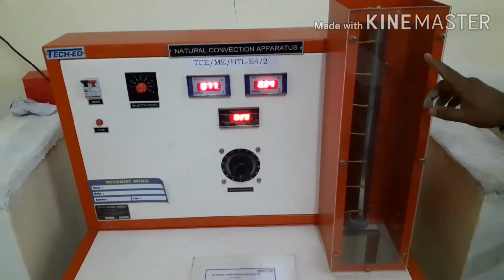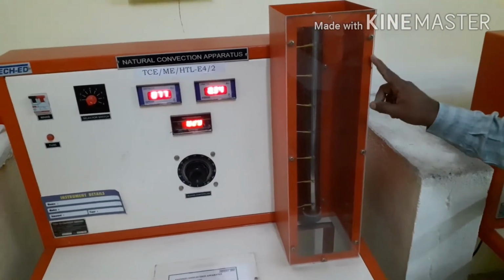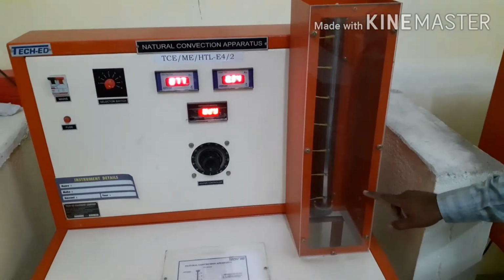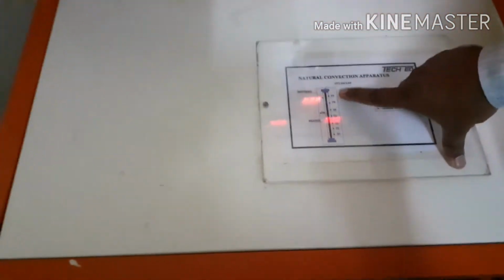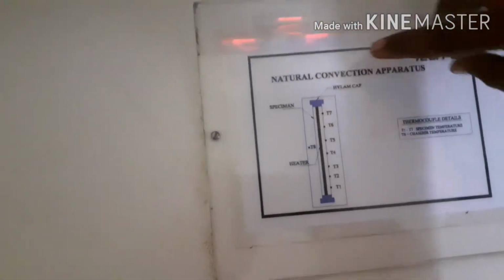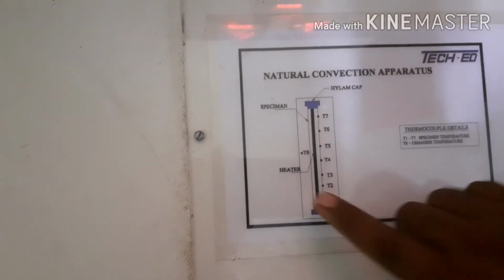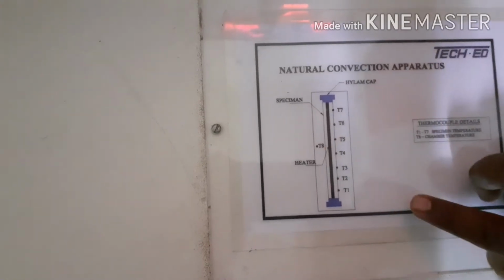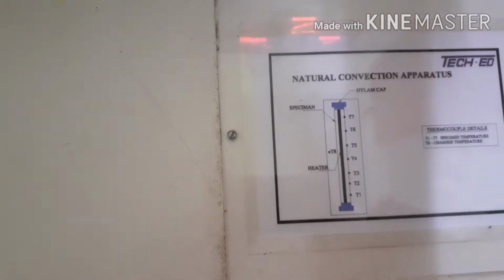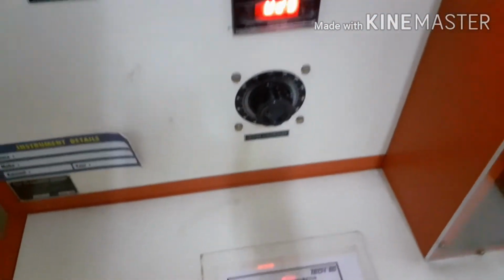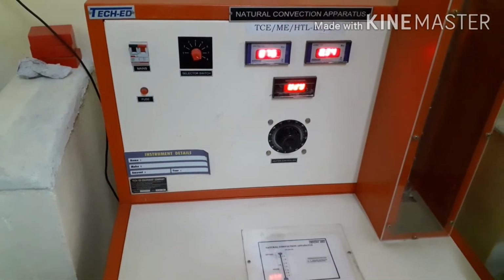And here we have 1, 2, 3, 4, 5, 6, 7 and 8 total thermocouples, which will record the temperatures. In this experiment we have 8 thermocouples. You can see there is a specimen and a bakelite cap, and there is a heater coil, and there are 7 plus 1, that is 8 thermocouples. 7 thermocouples are located on the vertical tube, and the 8th one will record the temperature of the cooling cabin. So this is the basic introduction to the natural convection apparatus.